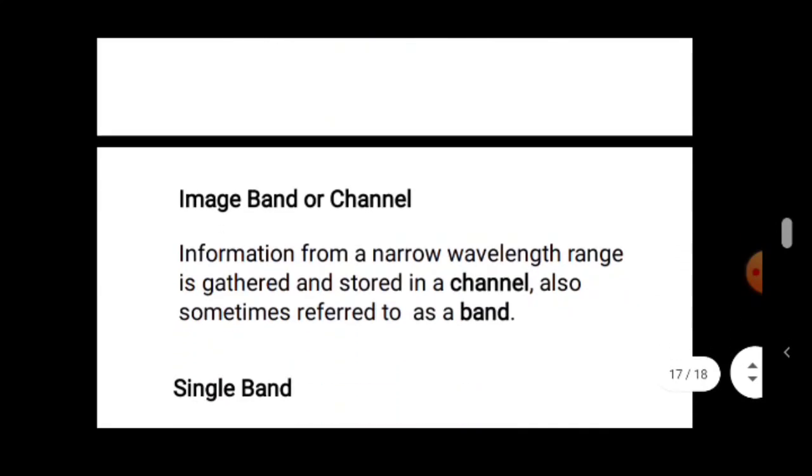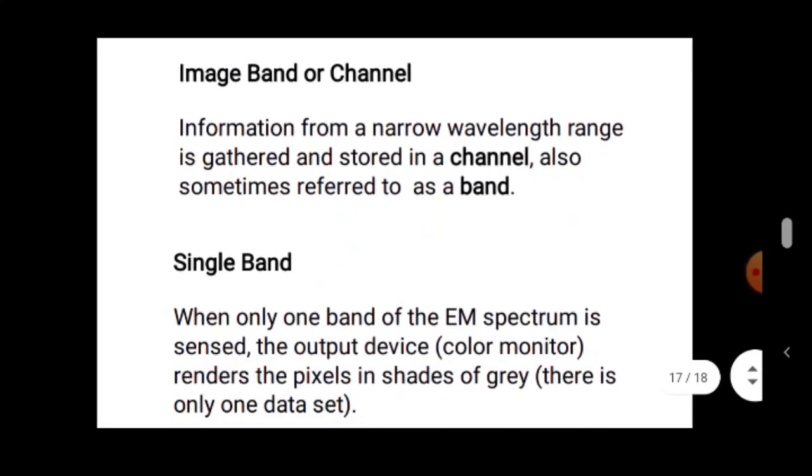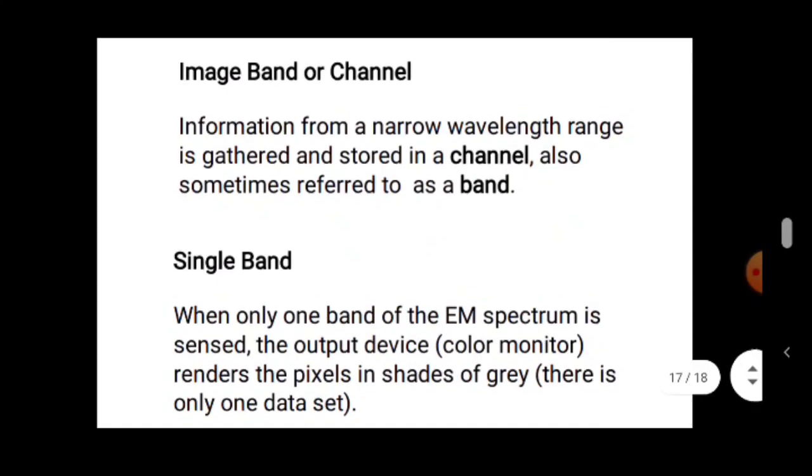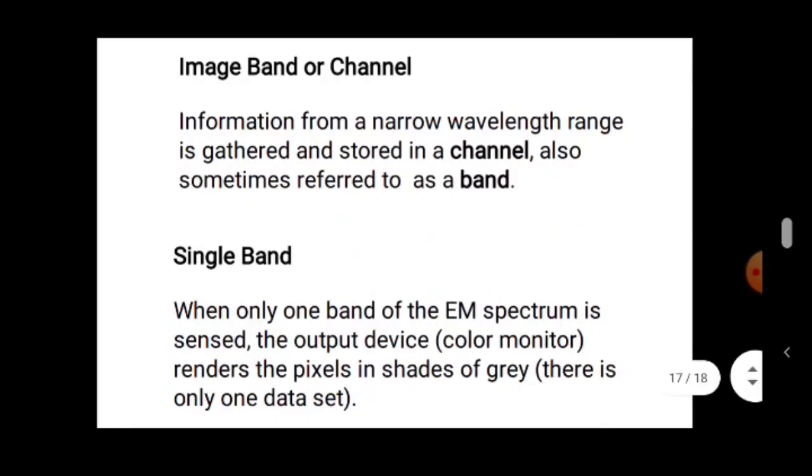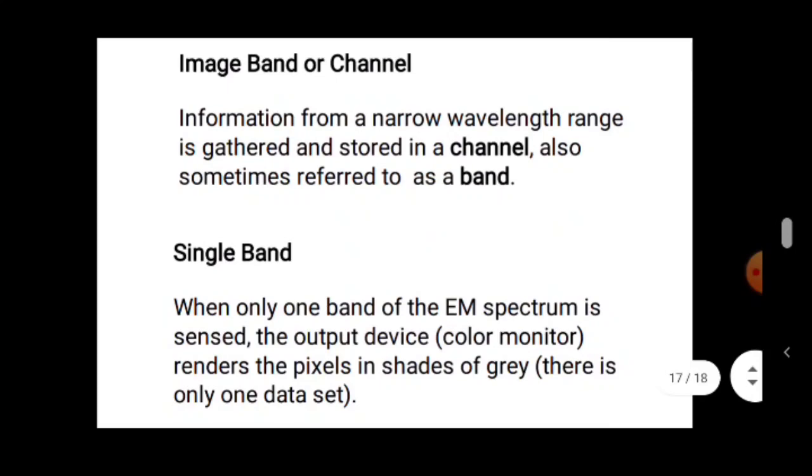The image band or channel can be defined as the information gathered or stored in the channel, the information from a narrow wavelength range. This is divided into two parts. One is the single band, of course, when only one band of the electromagnetic spectrum is sent to the output device and renders the pixels in shades of gray. This is said to be a single band.